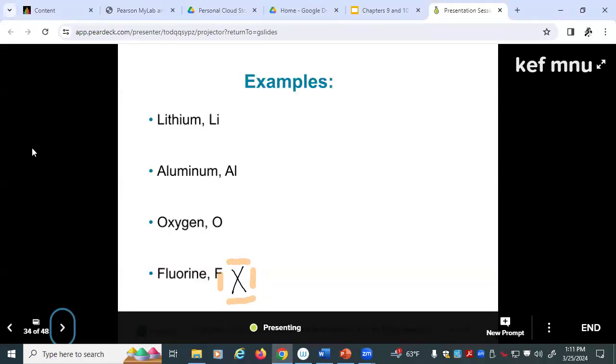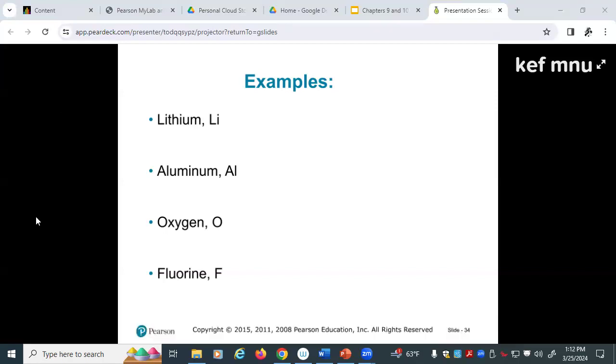So let's take a look at some examples. So for lithium, I look at the periodic table. I see that lithium is in group 1. So lithium is going to have 1 valence electron. My Lewis dot symbol for lithium would just be its atomic symbol, Li, and then 1 single solitary dot. Where does that single solitary dot go? Doesn't matter. Left, right, up or down, doesn't matter.